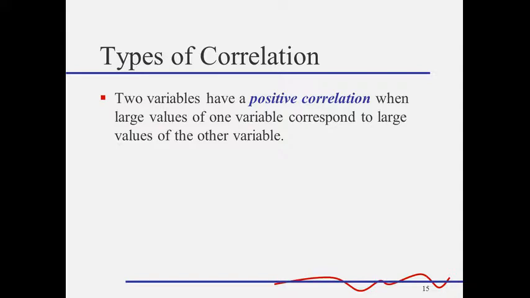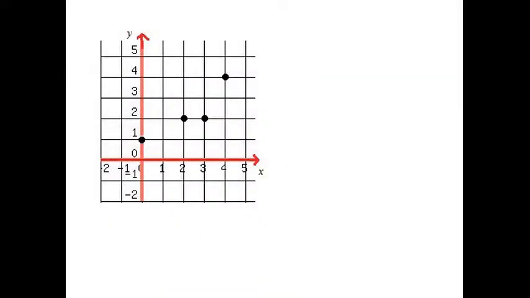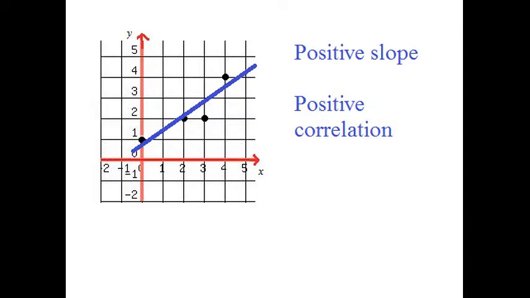Let's look back at our example. If we draw a line through these 4 points, we see that the line has a positive slope. We also see that as the x value increases, the y values also increase. So this is an example of positive correlation. When I compute the correlation coefficient, it comes out to be 0.89, which is fairly close to 1, and that makes sense because the points are close to the line, but not exactly on the line.